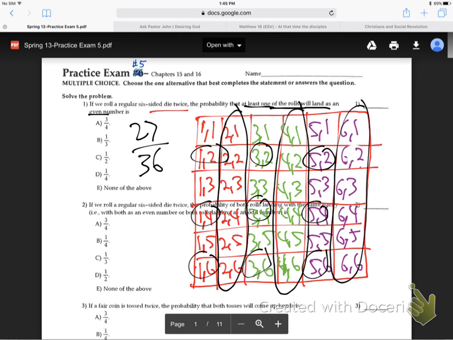Now reduce this fraction. Divide by 9, top and bottom, it's 3/4. So there's our answer. When you roll 2 dice, 3/4 of the time you're going to get at least one of the two numbers being even.